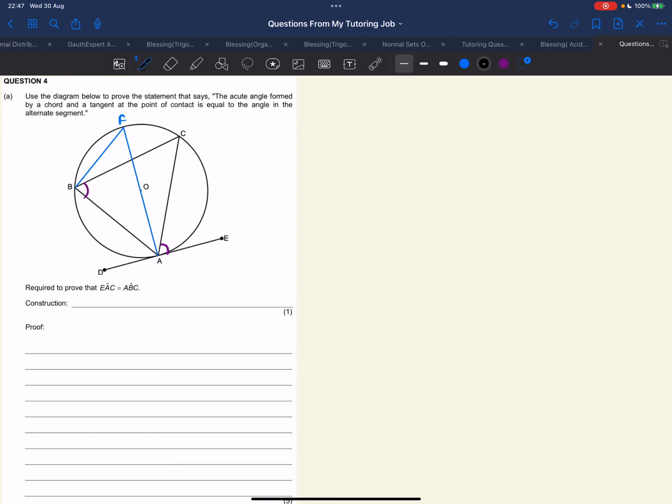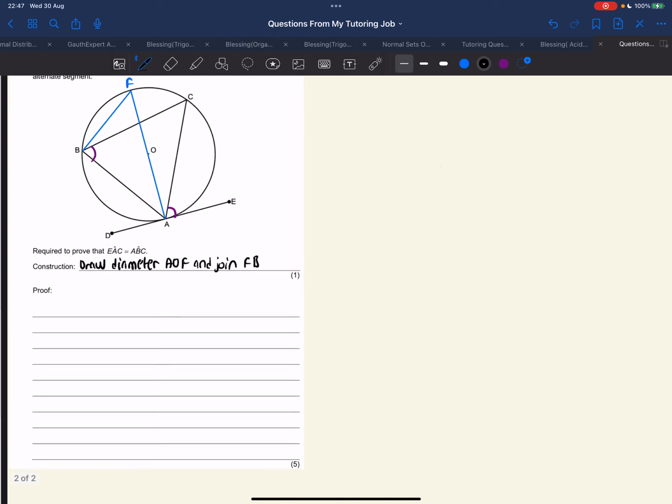Now what you're gonna do in the question, you're gonna say draw diameter AOF and join FB. So that's gonna be the construction, right?